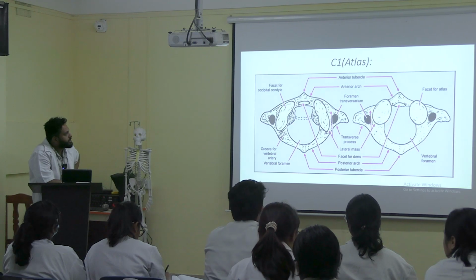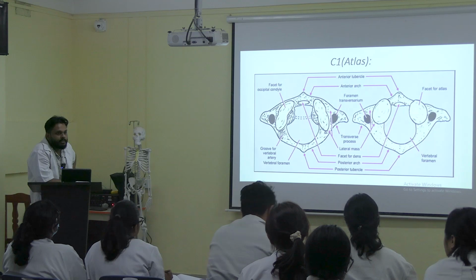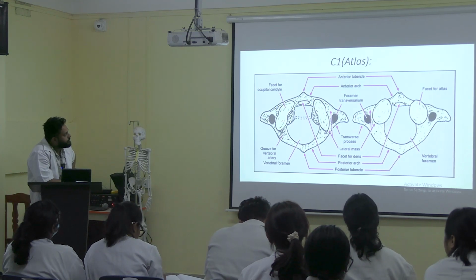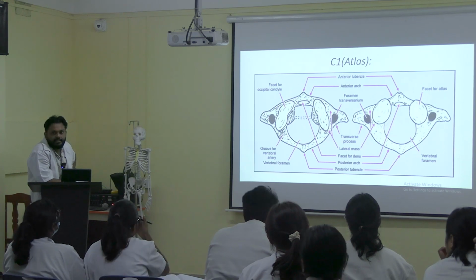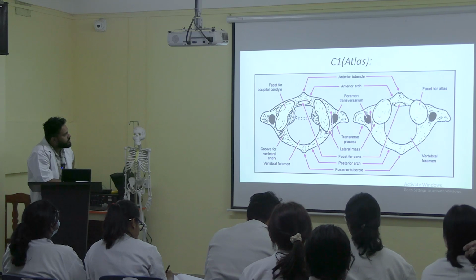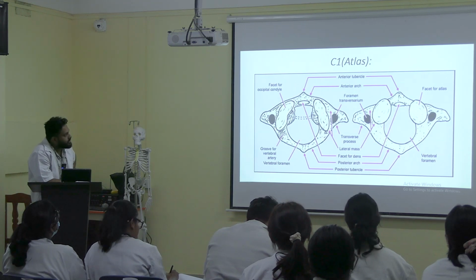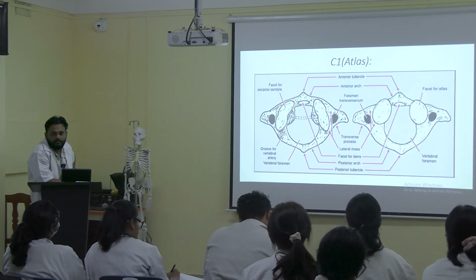Now see the difference. This is the inferior facet, right? This is the superior facet. Can you differentiate between them? Look at the shape. This is somewhat kidney shaped, right? Kidney shaped. And this is more or less circular. Inferior facet is circular or round, and superior facet is kidney shaped.